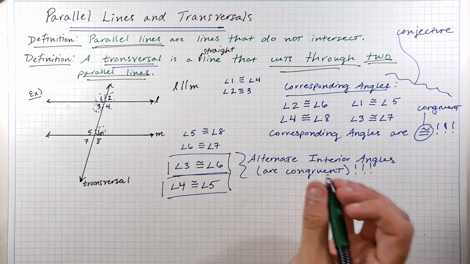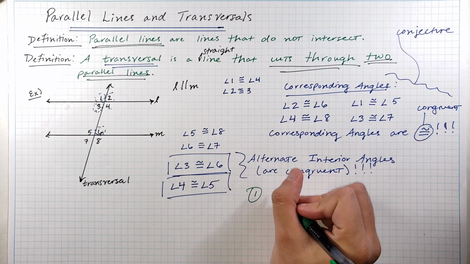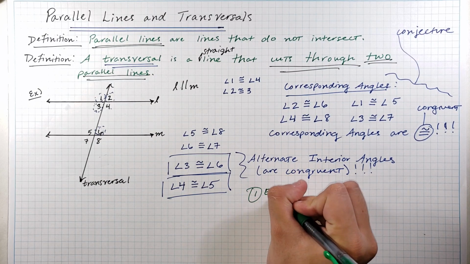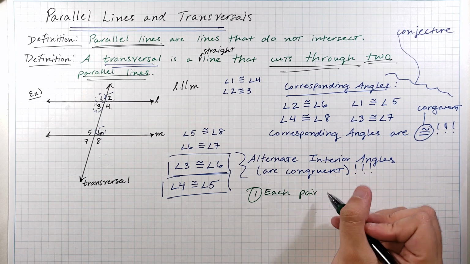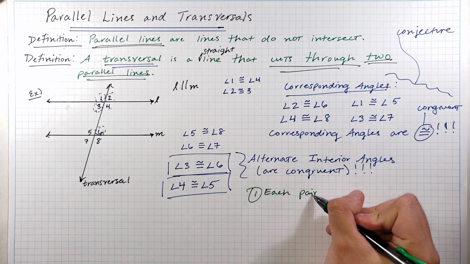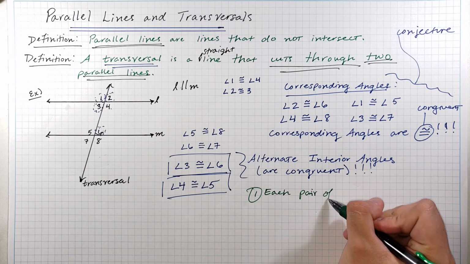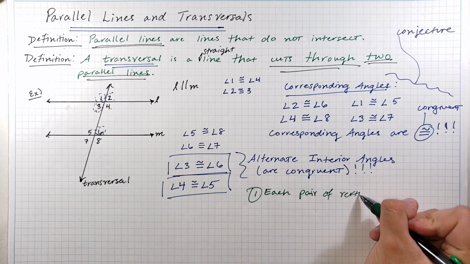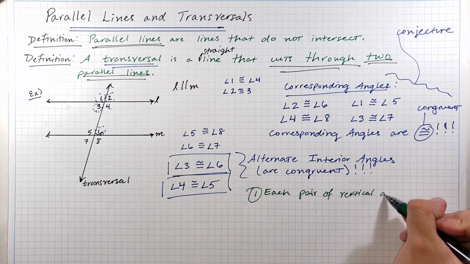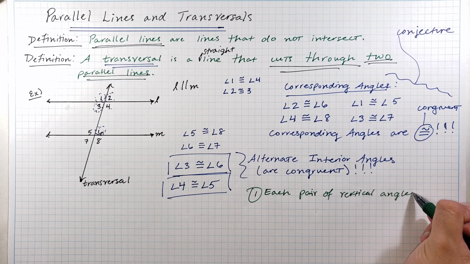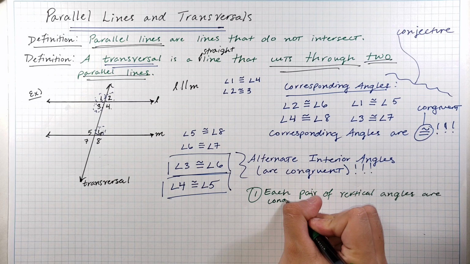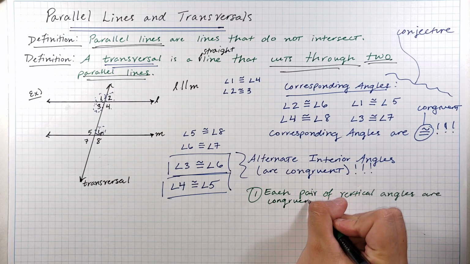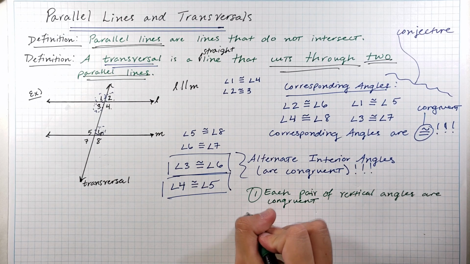So the first generalization we'll make is we'll say each pair, P-A-I-R, of vertical angles are congruent.